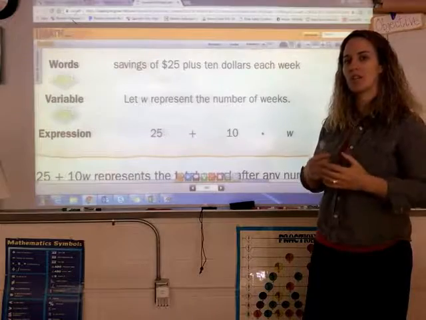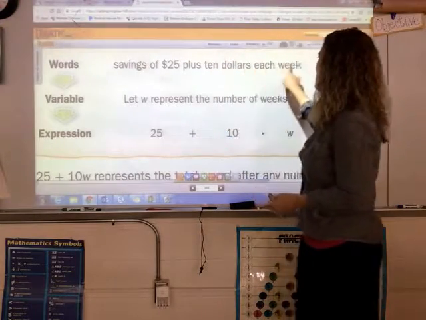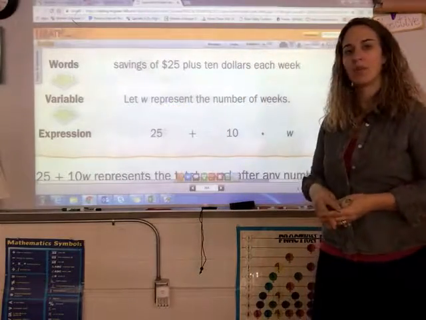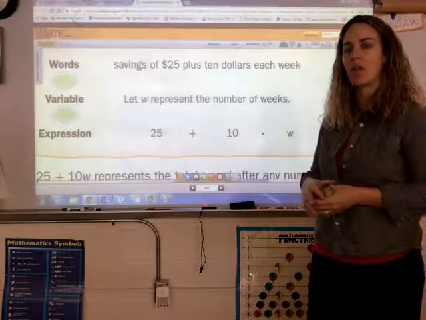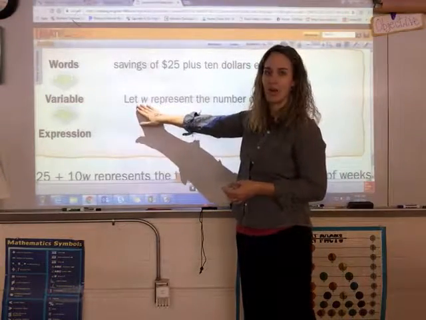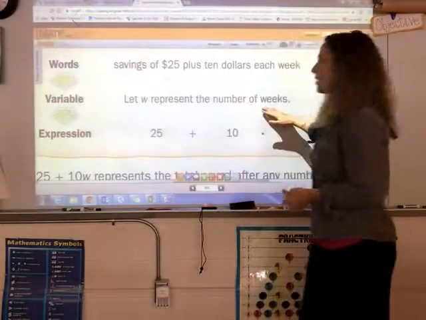Most of the time when you see the word each or per, it's going to be multiplication in this case. So $10 each week, we're probably going to choose the variable W to use, and W would represent our number of weeks. When they're asking you to define your variable, what you're going to do is identify your variable, what you're choosing, and what it represents. So in this case, W is going to represent our number of weeks.